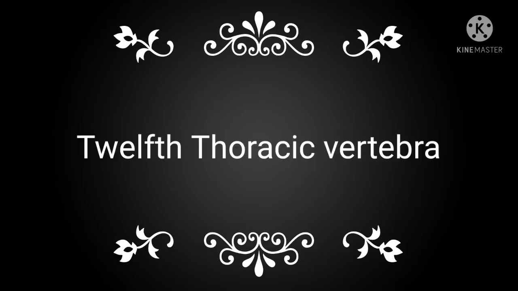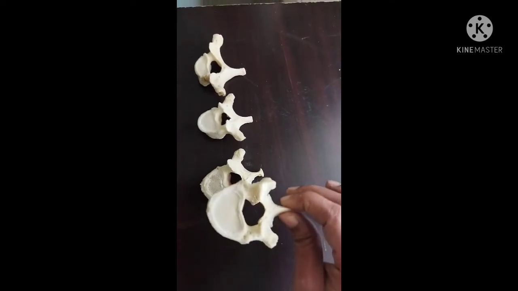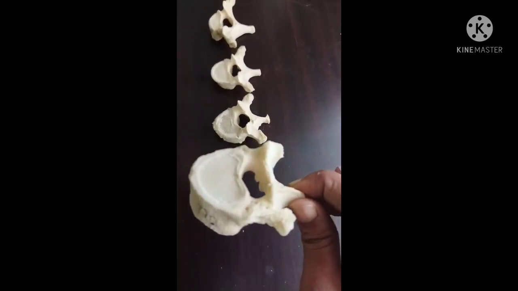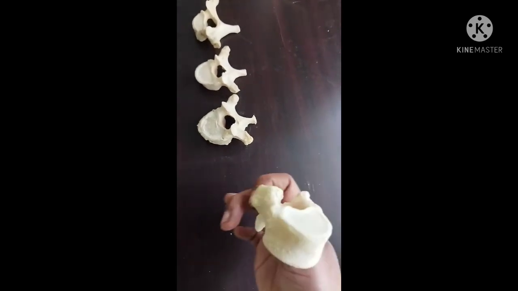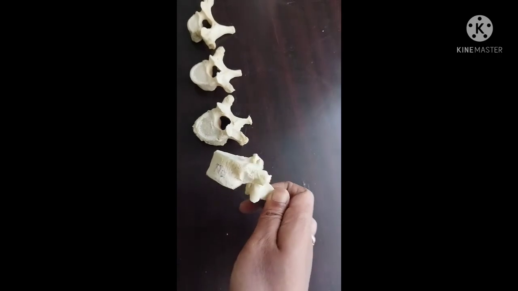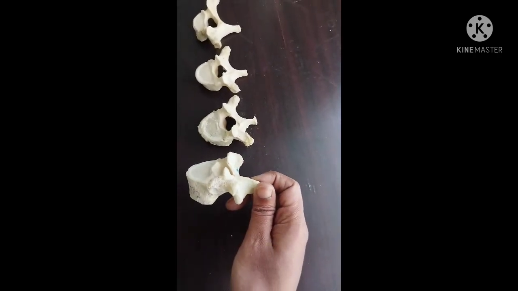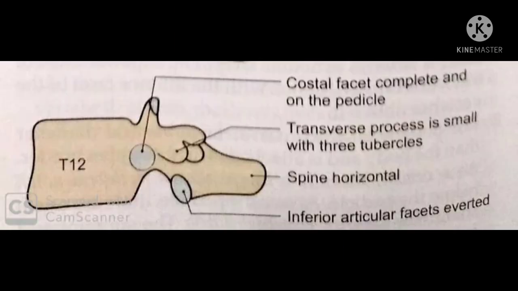The 12th thoracic vertebra resembles that of the first lumbar vertebra. The body on each side possesses a long single costal facet for the articulation of the rib, that is the 12th rib. The transverse process is small and presents three tubercles: superior, middle and inferior. It has no articular facet because there is no tubercle on the 12th rib.